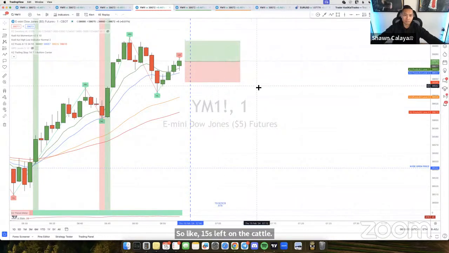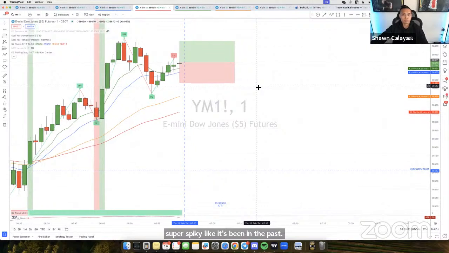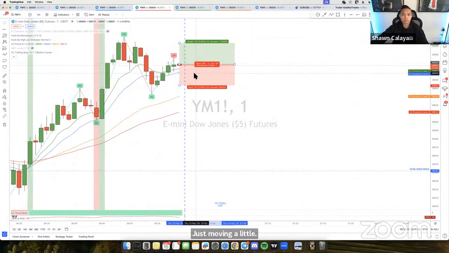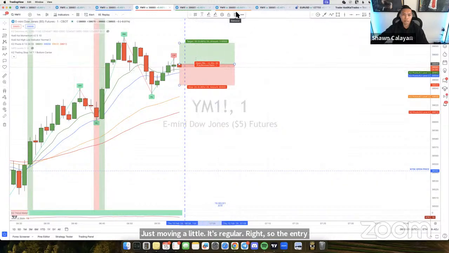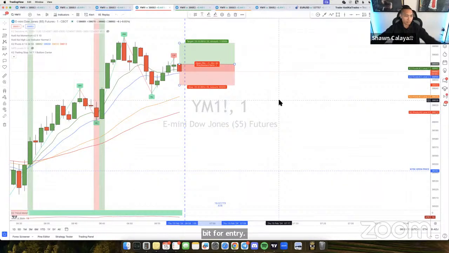The thing that I'm glad about is that it's not super spiky like it's been in the past. It's kind of just moving a little, just regular. Right, so the entry would have happened right here. I'm going to wait a little bit for entry, see if it pulls down a little bit and swings back up. Let me see if I can put a pending order there or something like that. I'll have to watch it.